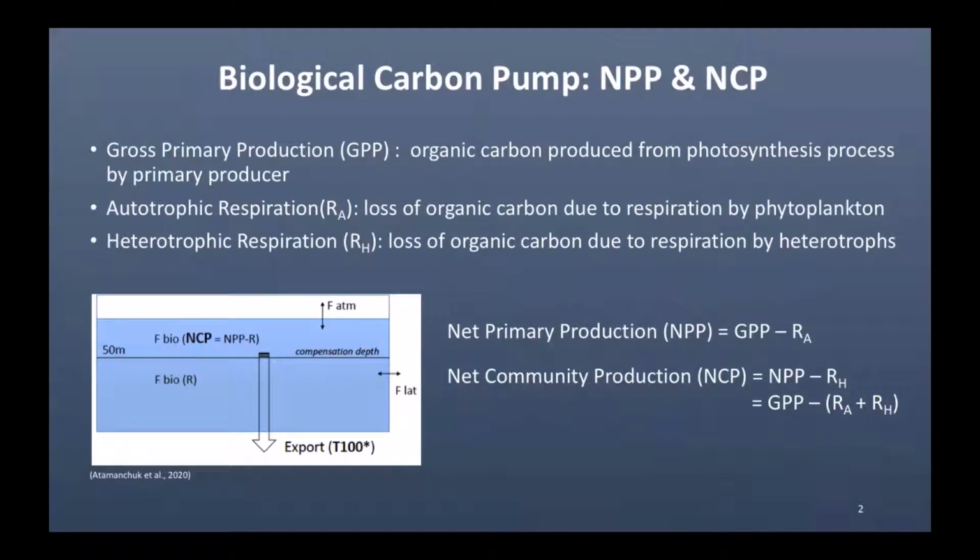So net primary production, by definition, is the gross primary production, which is the organic carbon produced from the photosynthesis process by primary producers, minus the autotrophic respiration, which is the loss of organic carbon due to respiration by phytoplankton. And net community production is the net primary production minus the heterotrophic respiration, which is the loss of organic carbon due to the respiration by heterotrophs. Or you can also see it as the gross primary production minus the sum of autotrophic and heterotrophic respiration.